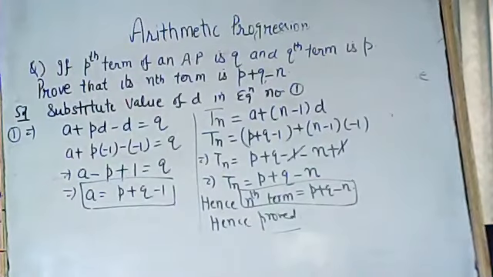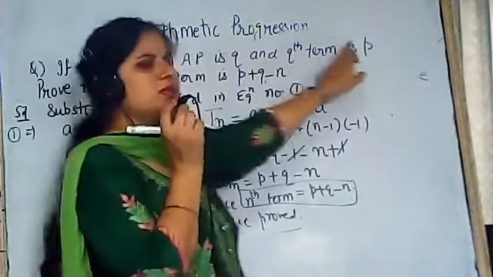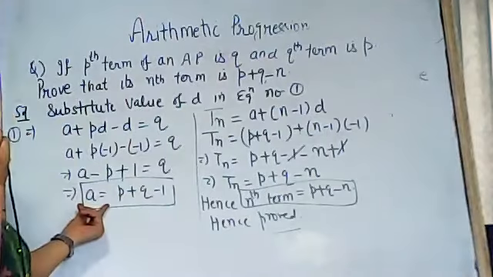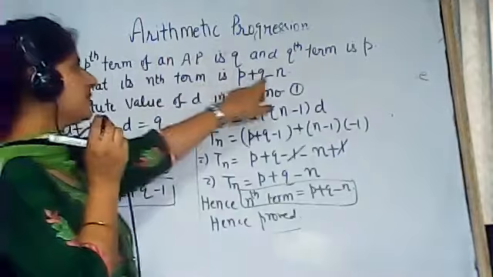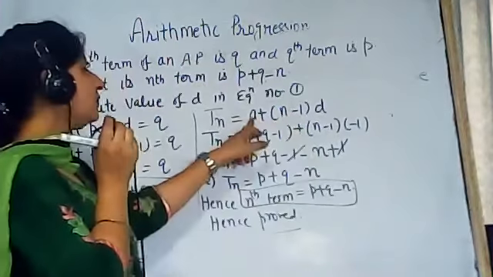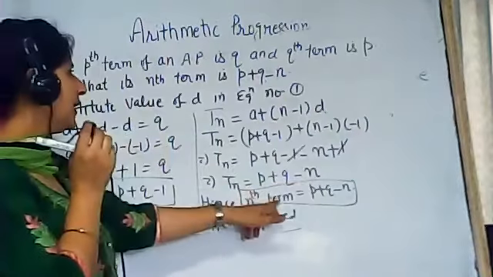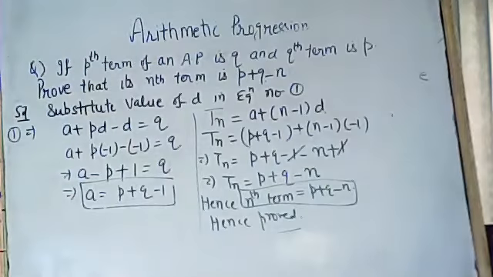So students, in this example, we have given two relations. Pth term is equal to Q and Qth term is equal to P. By using these two equations, we have calculated the value of A and D. Now, since we want to prove whether its nth term is equal to this or not, first of all, write down the formula for nth term and substitute the value of A and D in this formula. After simplification, you will get the nth term is equal to P plus Q minus n. So beta, this was the example based on the Pth and Qth term.